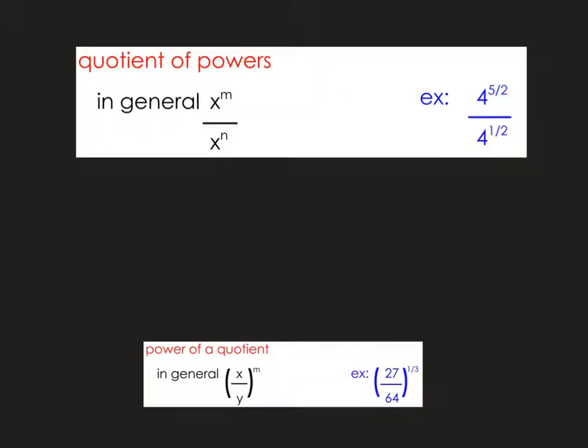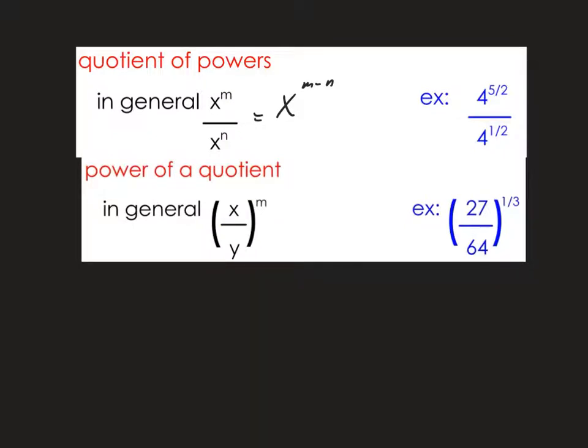As we move into the quotient of powers, remember that x to the m divided by x to the n is going to be x to the m minus n. So we see 4 to the 5/2 power, so that's 4 to the 5/2. Same base, so that's going to be minus the 1/2. As long as those are like denominators, we can subtract it. So it's going to be 4 to the 4/2 power, which is 4 squared, which is 16.